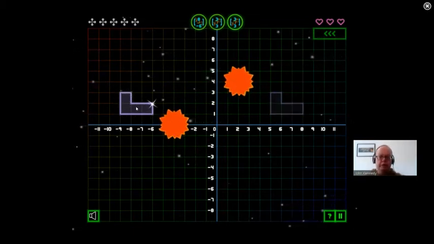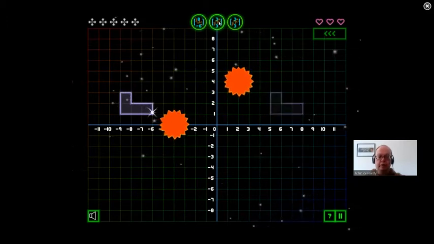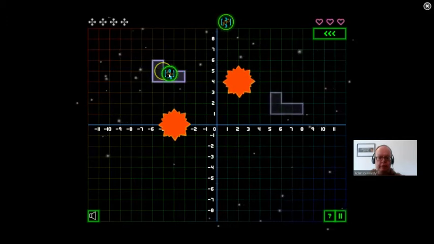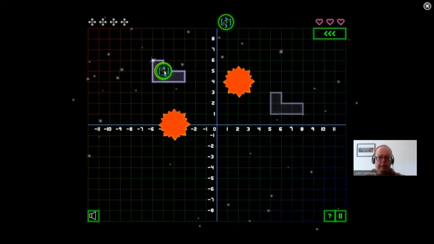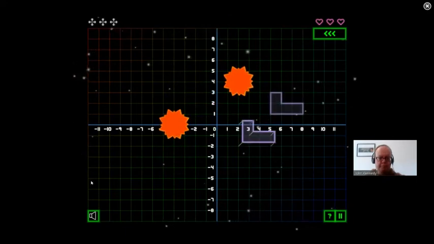So if I just went directly to the right, I would hit them. I think what I have to do is go up first. So that's 3 to the right, 3 up. Then I have to go along to the side, 8 and 6 down, so it sort of misses both of those. And then I have to go up.